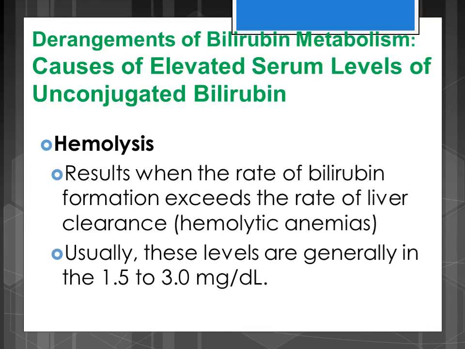So, if the rate of bilirubin formation exceeds the rate of liver clearance, in this case there is an overproduction of bilirubin, and there will be a rise in the bilirubin level in the serum. Virtually all of this bilirubin will be the unconjugated type. This increased level of serum unconjugated bilirubin because of hemolysis is particularly seen.